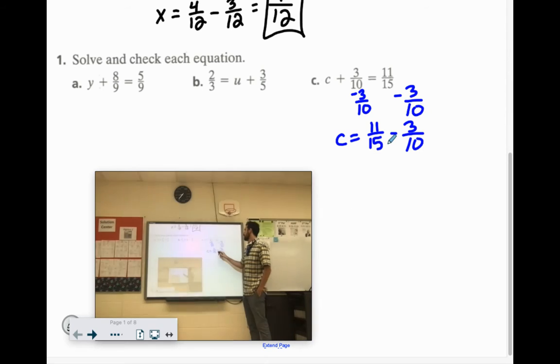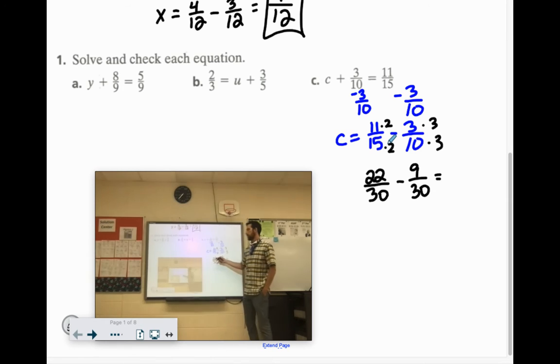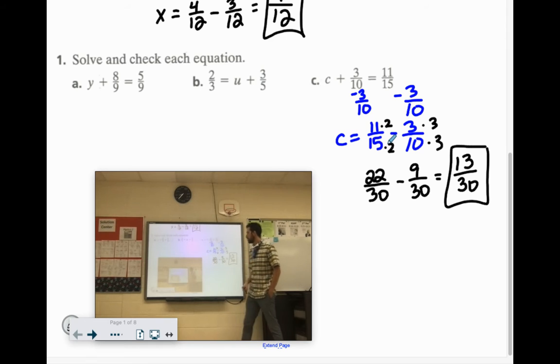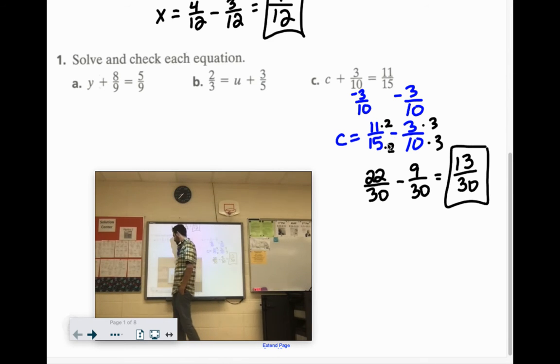So it's 15 times 2 and 10 times 3. So numerator here, 11 times 2 is 22, so we have 22/30ths, minus 3 times 3 is 9, 10 times 3 is 30ths. 22/30ths minus 9/30ths leaves us with 13/30ths for C. C equals 13/30ths. Cool.